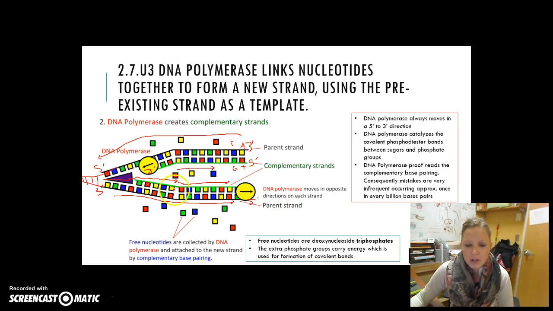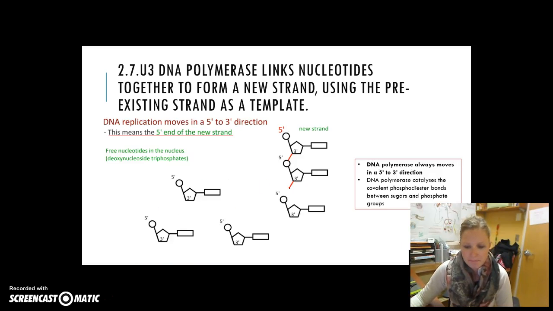But it is important to know that DNA polymerase is moving to the right on this strand and to the left on this strand. Now, ladies and gentlemen, that's not always the case. If we would have put 5 prime up here and 3 prime down here, they would have been the other direction. But please do know that they're always moving in the opposite direction.